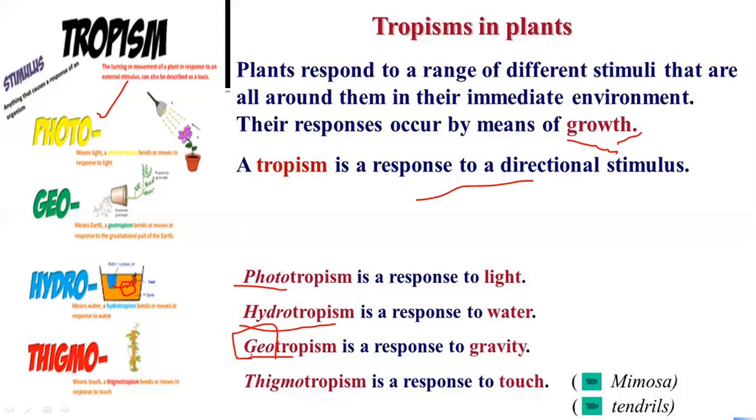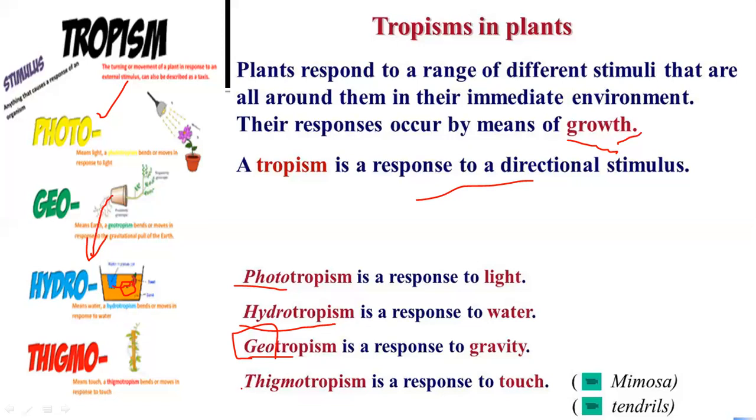Plant roots always move towards the soil in search of water, or we can say downwards, where the light cannot reach. If we place the pot horizontally like this, we can see the roots move downward towards the soil, toward the ground, towards gravity. That's why it is called geotropism, the response to gravity.